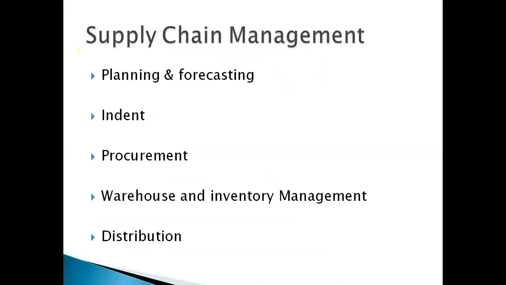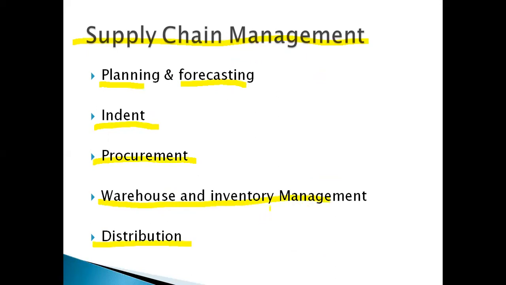Then moving back to the Anemia Mukt Bharat strategy. There is something known as supply chain management, which would constitute planning and forecasting how much would be required over the next month, next quarter, next year. Then placing the indent and procuring that particular number of iron and folic acid tablets, your warehouse and inventory management, and the distribution as per the beneficiaries and various other mechanisms.